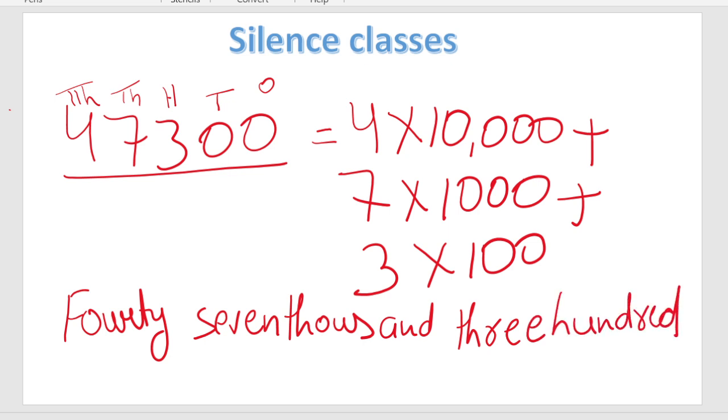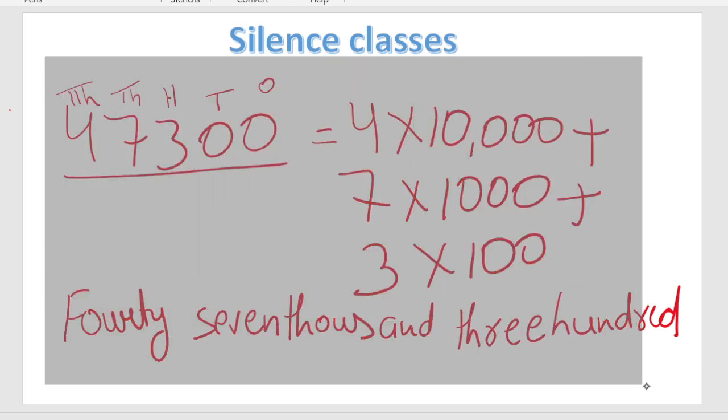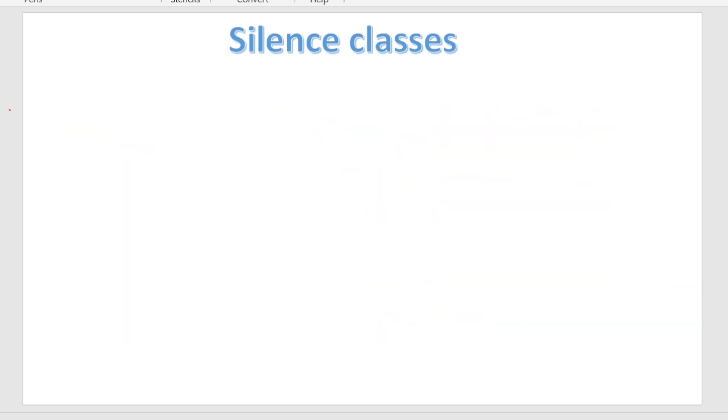That's it. If there is no such requirement of making a place value chart, please don't waste time making it. Just write the place values above the given number.